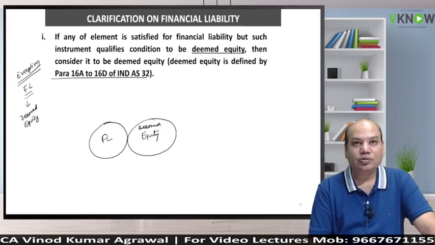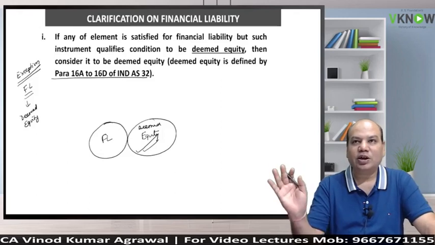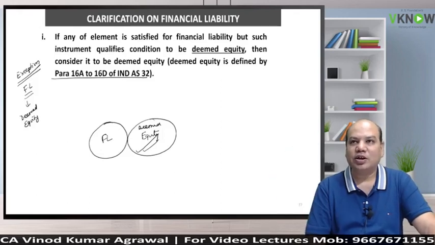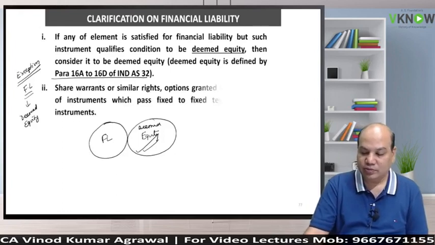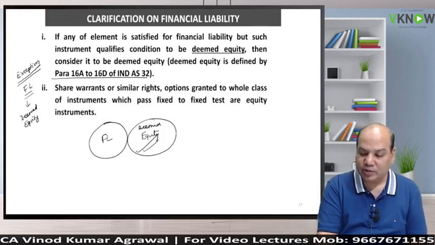Then what will I do? The standard says you treat them as deemed equity, so they will come under equity in the balance sheet, under the head equity in the balance sheet. Then consider it as a deemed equity. I will take the meaning of deemed equity after some time in this paragraph 16A, B, C, D. Don't worry, we will take that.